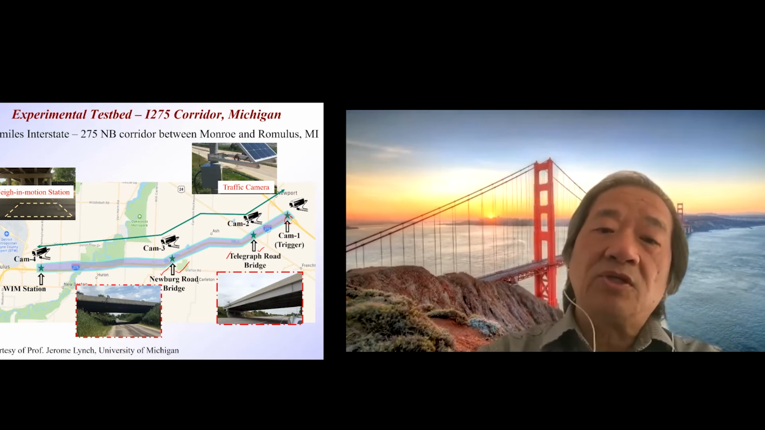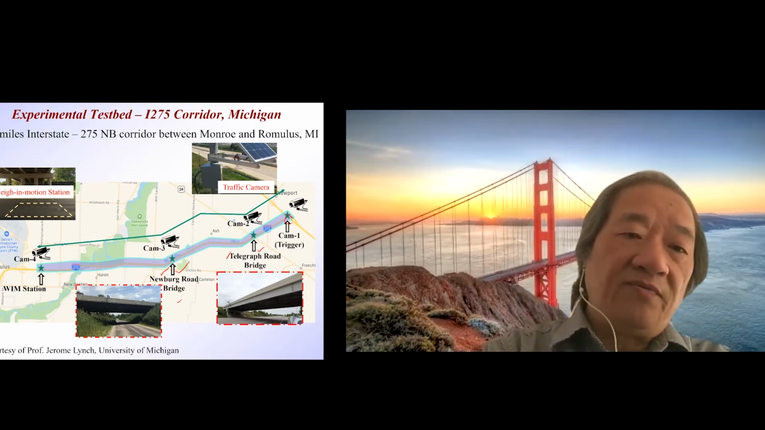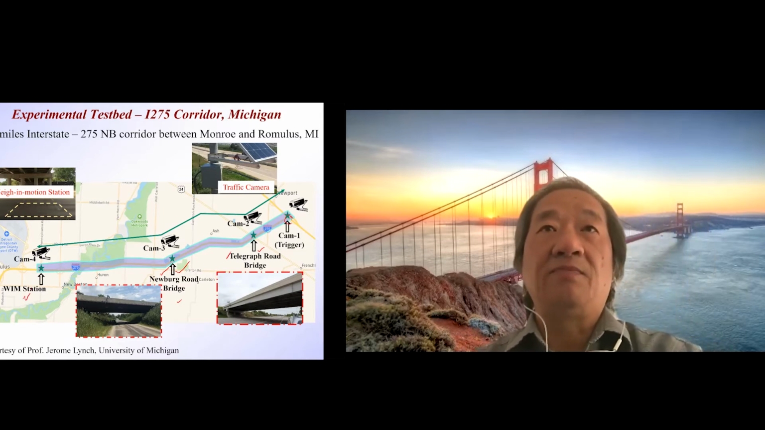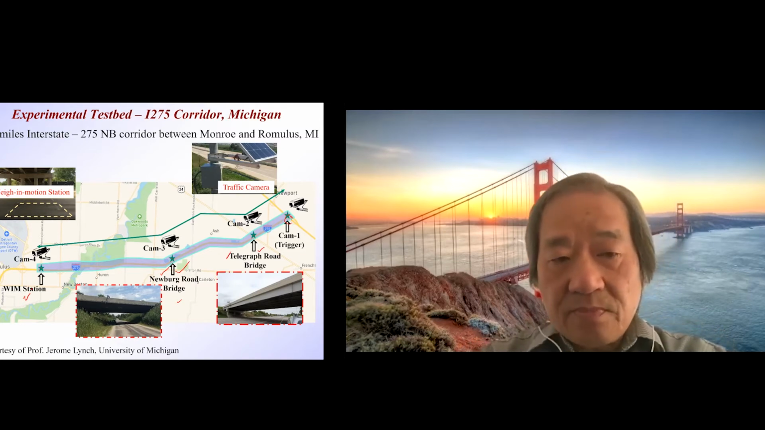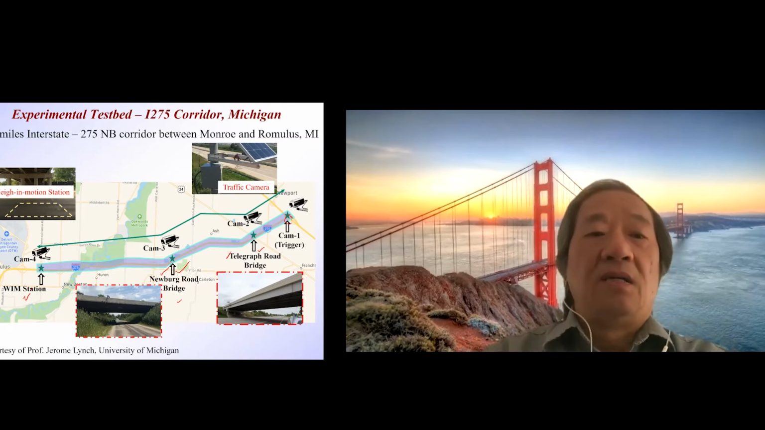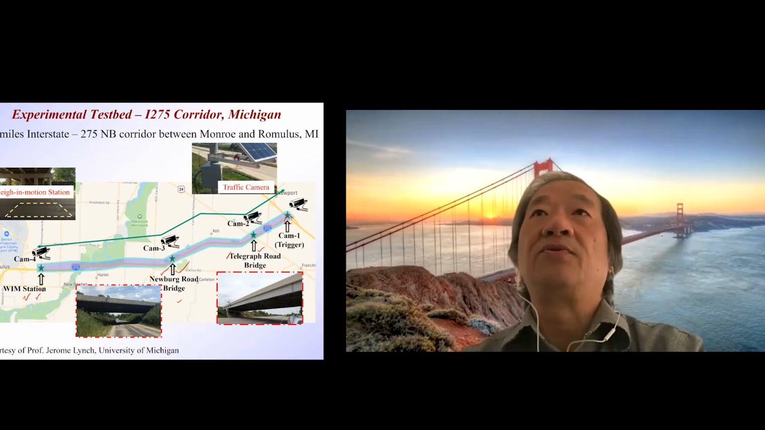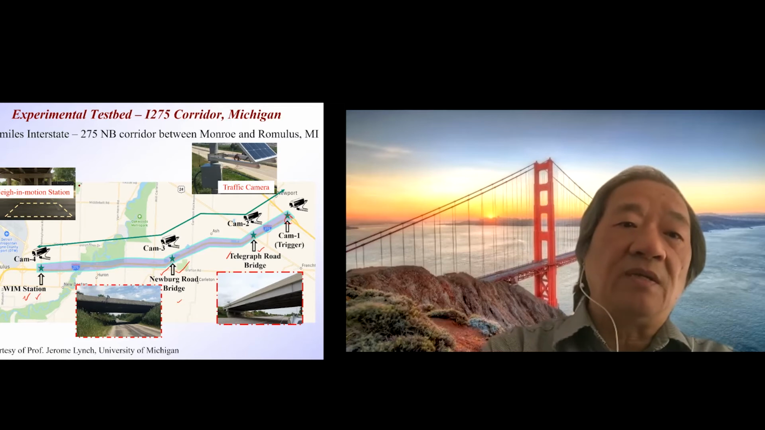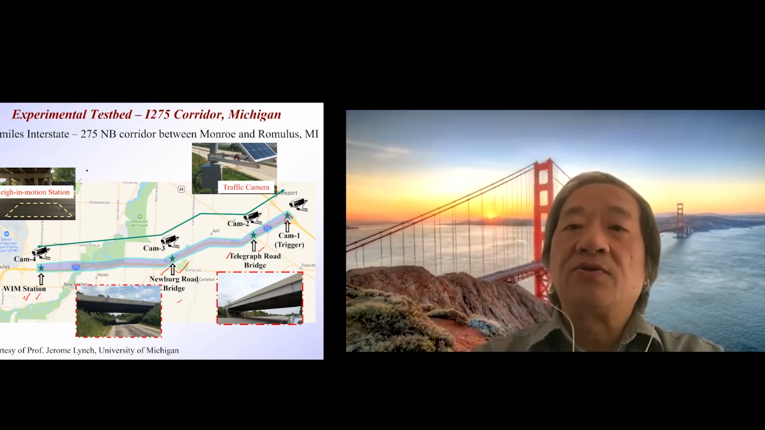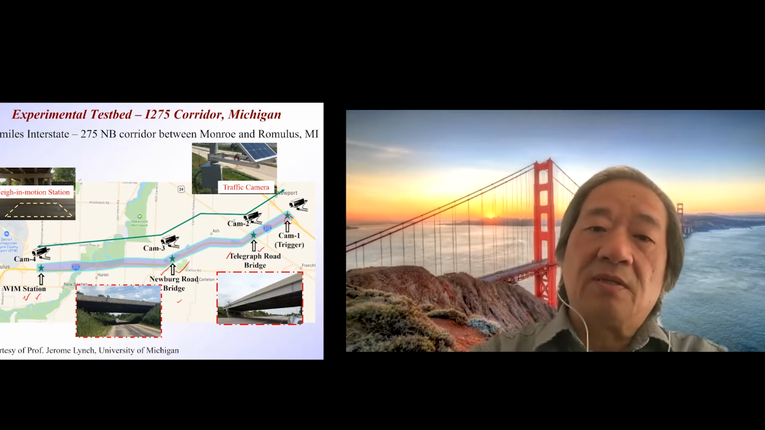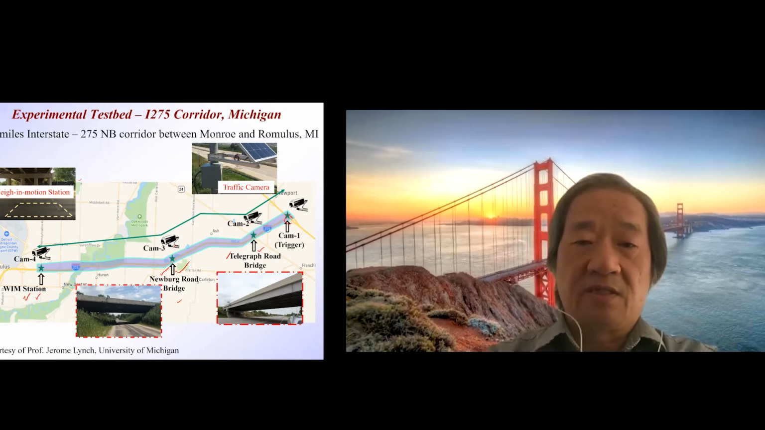These are measuring the response of the structure as the vehicle goes through. And then we have another one, managed by the Michigan DOT, what they call a weigh-in-motion station, that basically measures the weight of the vehicle as it's going through. And then we have a camera system to capture the vehicles as they go through this particular corridor.